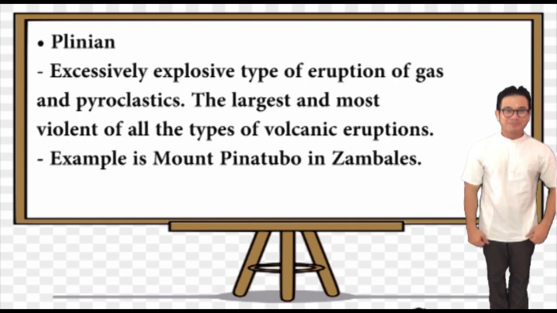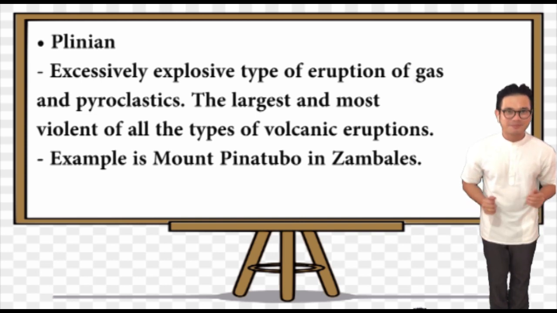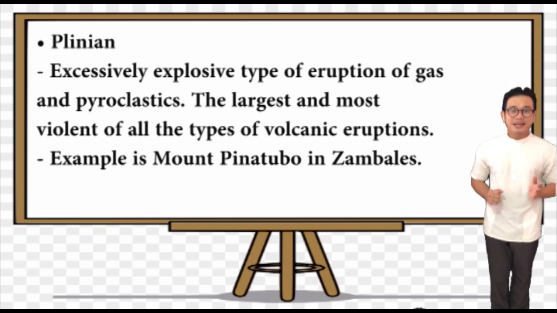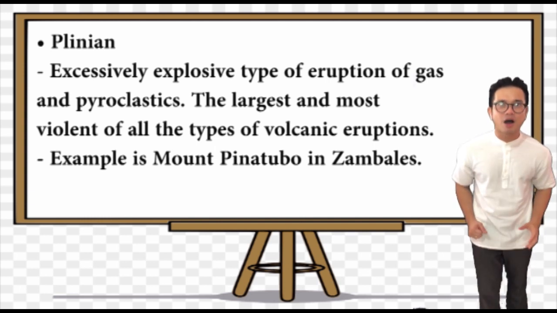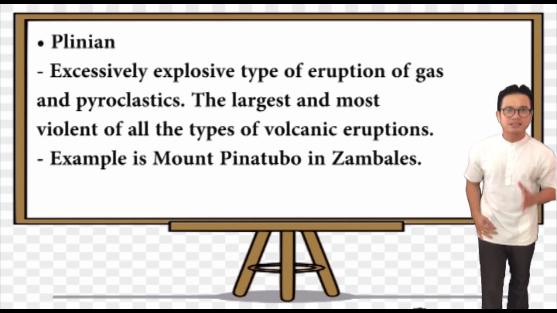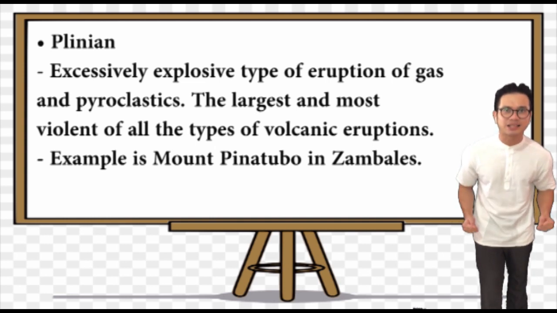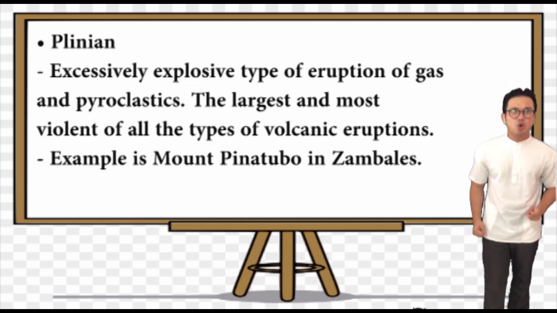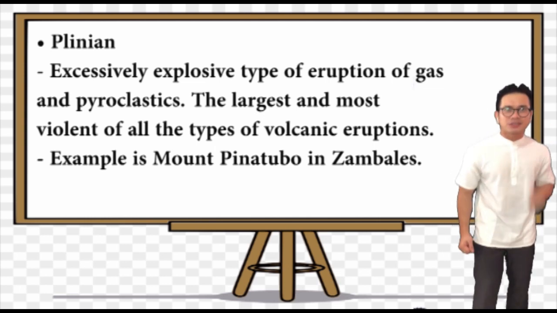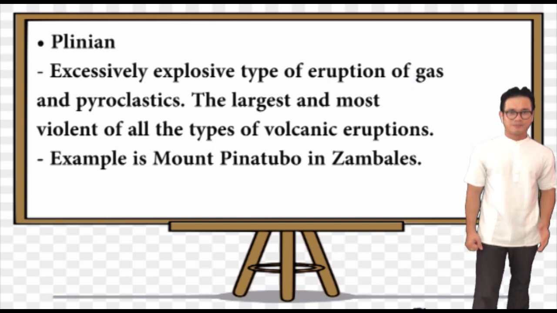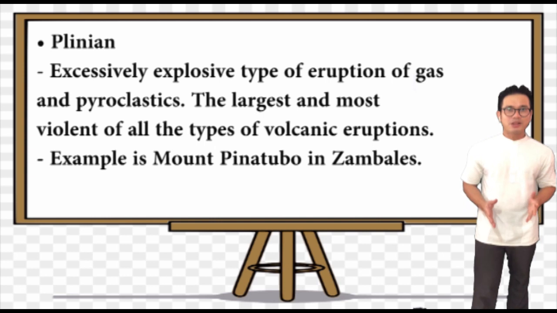And lastly is the Plinian. Plinian is an excessively explosive type of eruption of gas and pyroclastics. This is known to be the most violent of all types of volcanic eruptions. An example is Mount Pinatubo in Zambales.